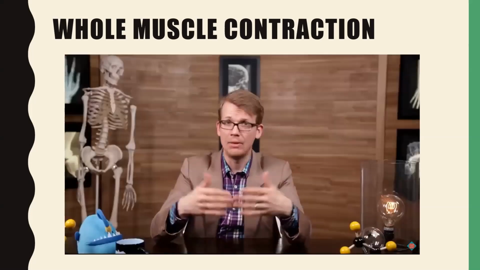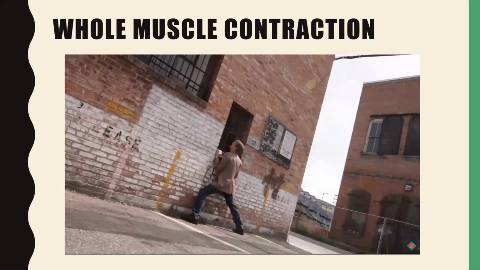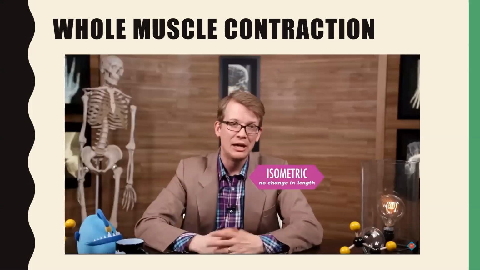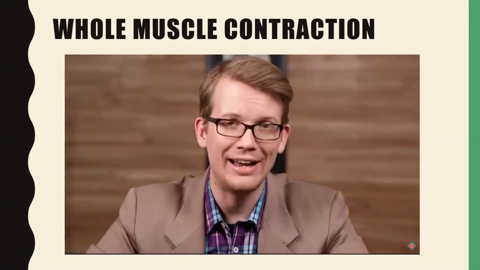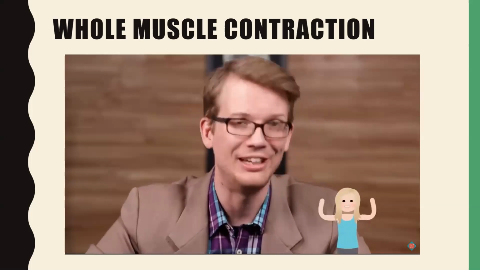Now, if I tried to pick up a building, I could contract my muscles all I wanted and develop a lot of tension without actually changing the muscle's length, in which case I'd be experiencing isometric contractions and possibly a hernia, which is why I asked Claire to do all the heavy lifting in this episode.